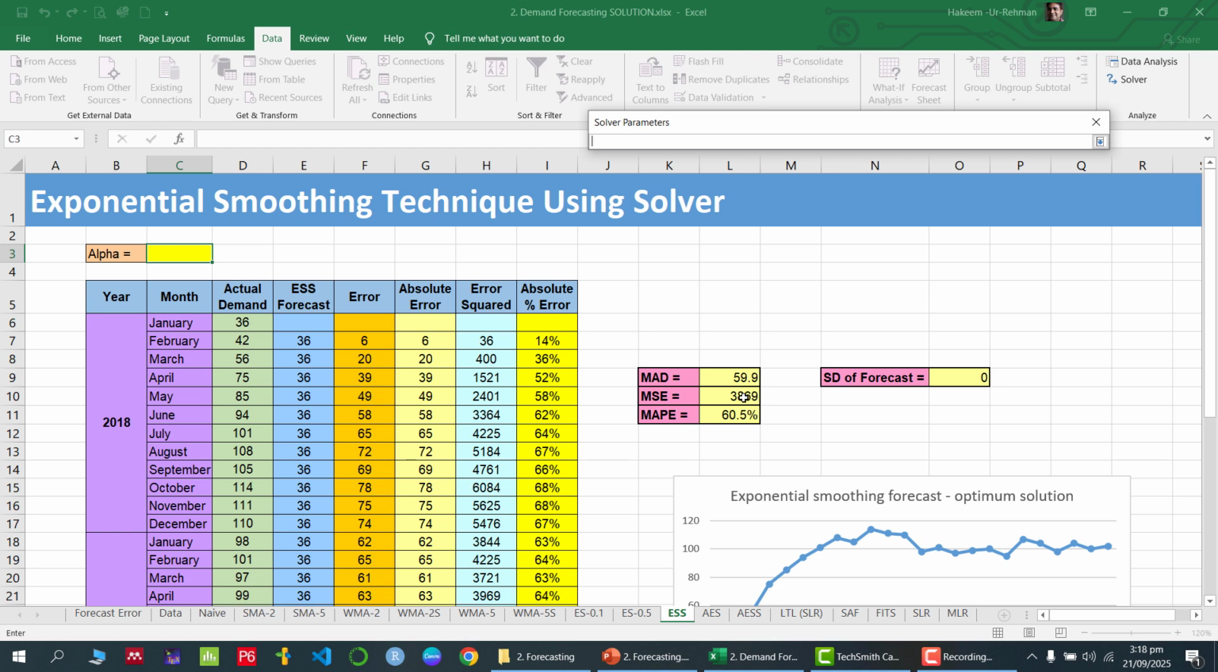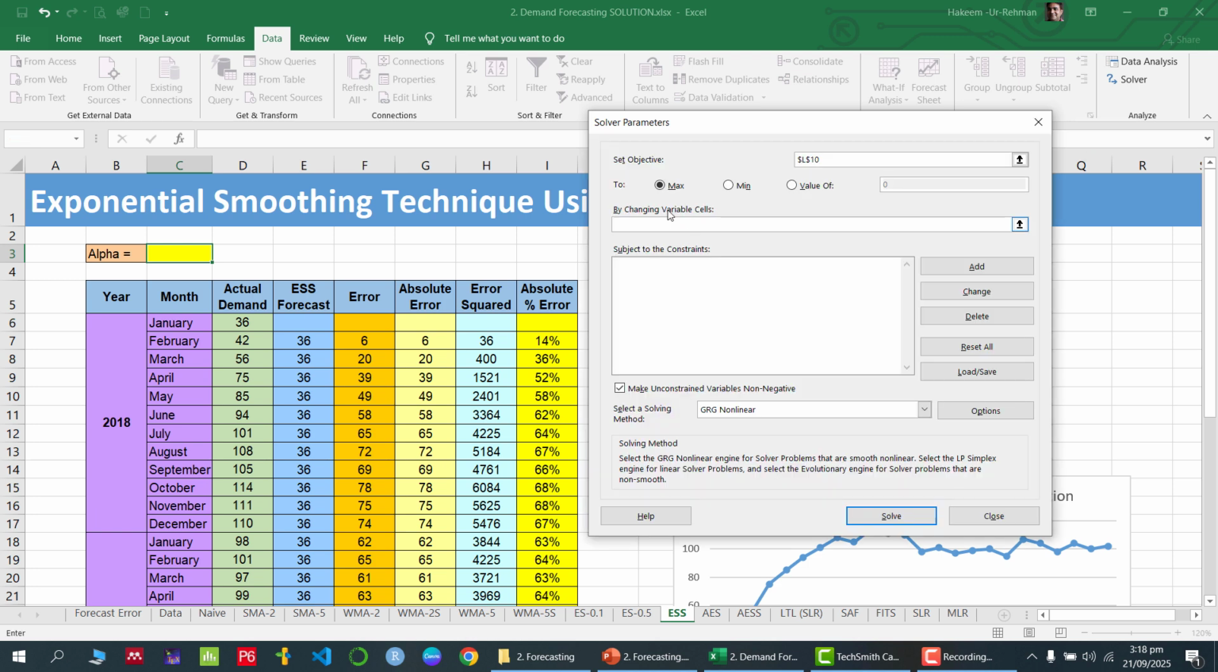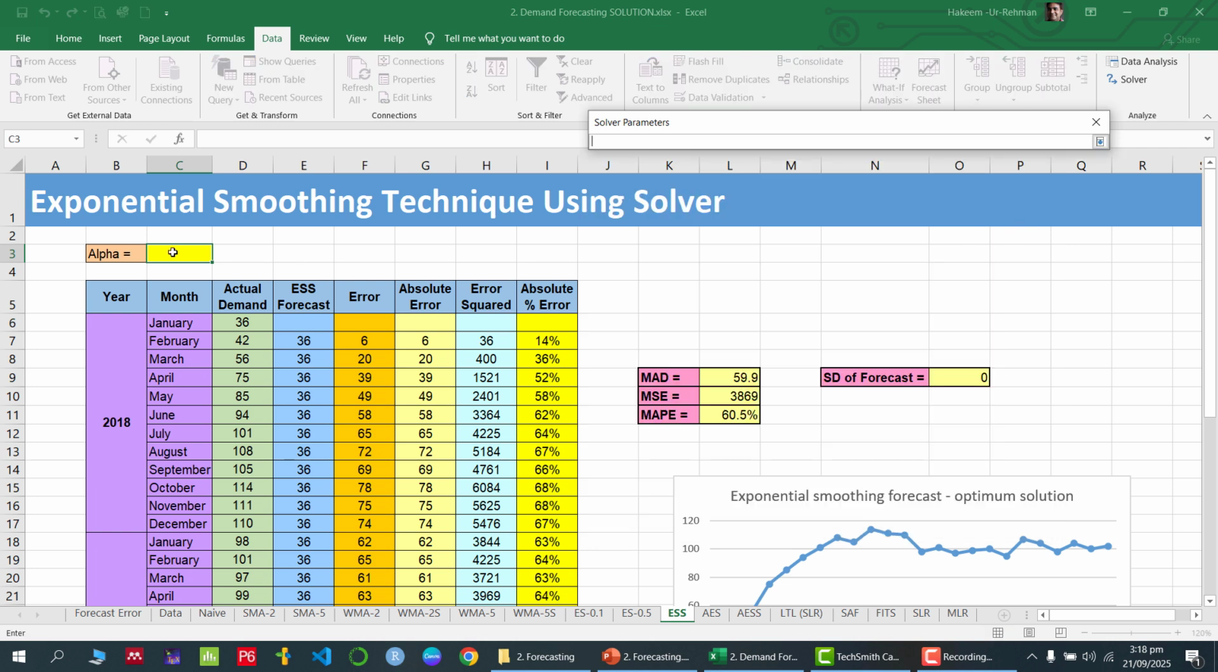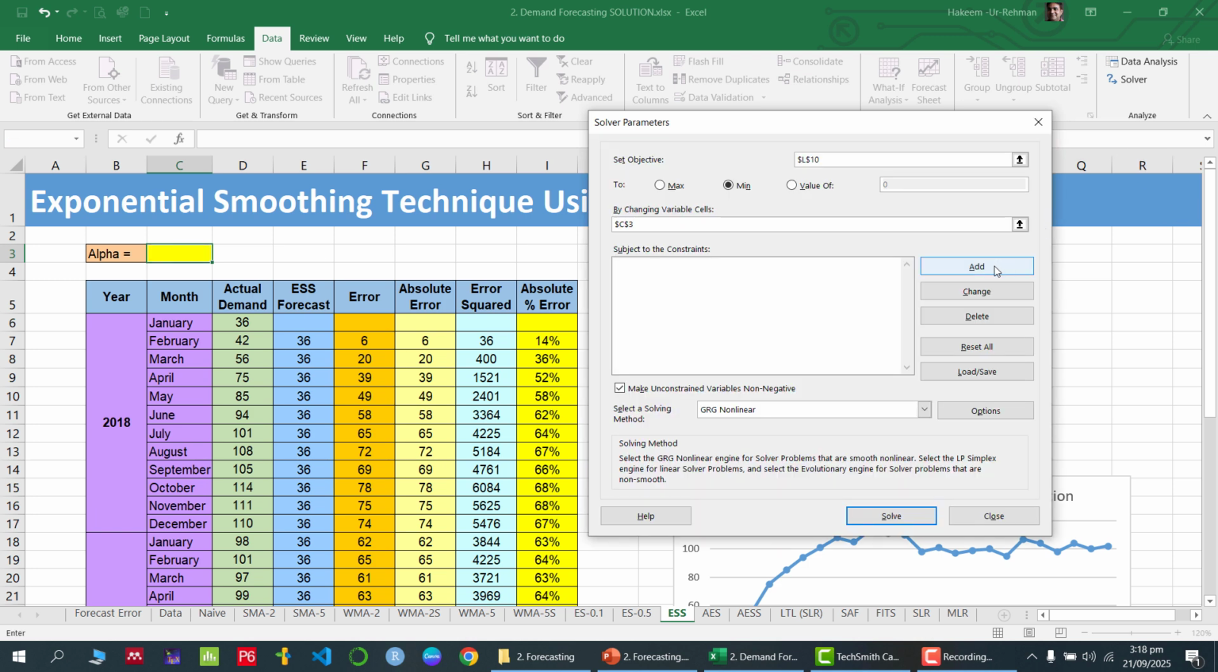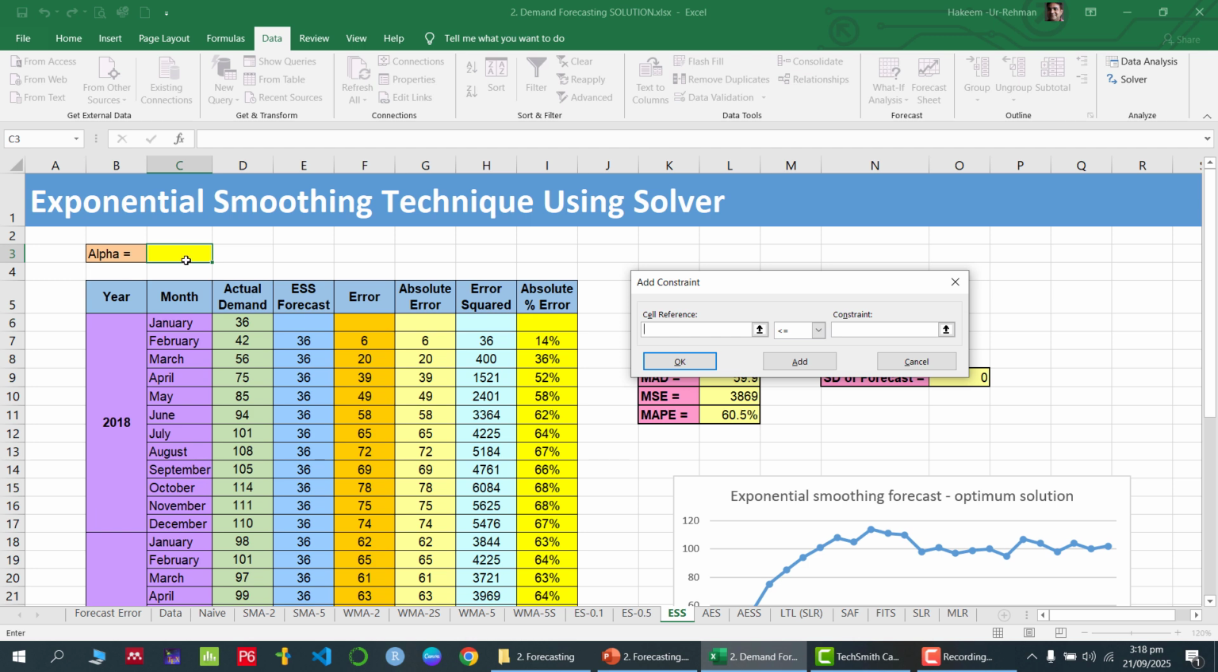So right now I'm going to minimize the mean square error. Obviously the others are also going to be minimized. So minimize is my objective. Changing cell, what is the decision variable? I would like to store the value of alpha over here, that is my decision variable. And I would like to add a constraint that this alpha value should be less than or equal to 1.